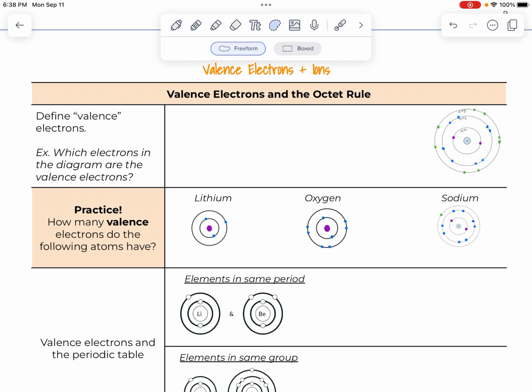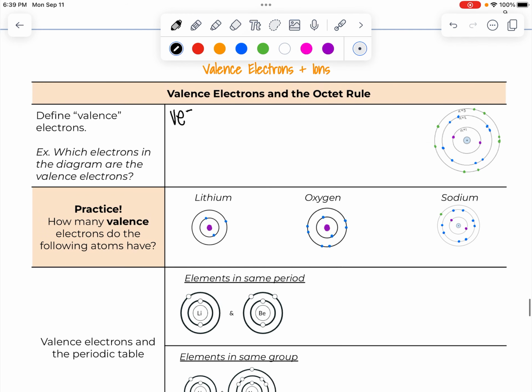section here. So what are valence electrons? What are ions? What's the octet rule? What's all this good stuff we're going to talk about? So first things first, valence electrons are electrons that are in the outermost energy level of an atom. So valence electrons, you can abbreviate them VE with that little negative sign up there to show you we're talking about electrons. Valence electrons are the electrons in the highest or outermost energy level of an atom.